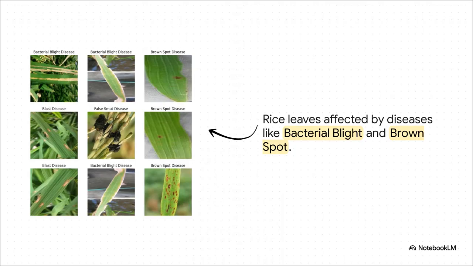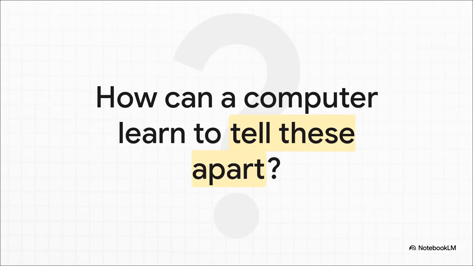To really get why this matters, let's start with a problem that affects, well, all of us, our food supply. What you're looking at are pictures of rice leaves, a staple food for billions of people. But these leaves are sick. They've got different diseases, bacterial blight, blast disease, brown spot. Now, to you and me, they might look kind of similar. But for a farmer, telling them apart fast, that can be the difference between a healthy harvest and a total disaster.